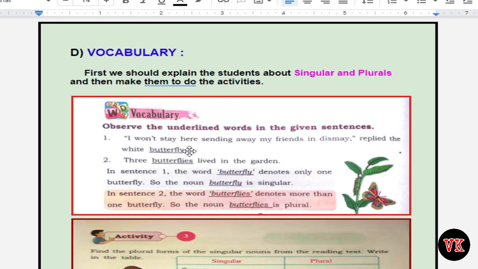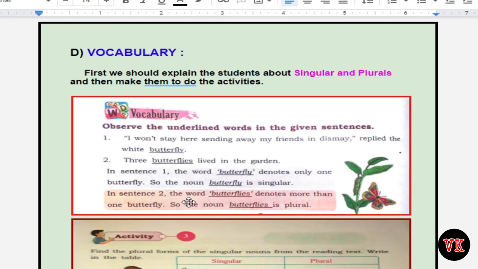Here the underlined word is butterflies. The butterfly is one. This is singular. The second word, butterflies. This is plural. In sentence 1, the word butterfly denotes only one butterfly. So the noun butterfly is singular. In sentence 2, the word butterflies denotes more than one butterfly. So the noun butterflies is plural.